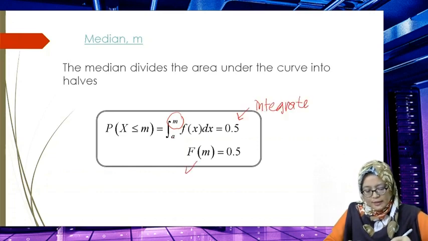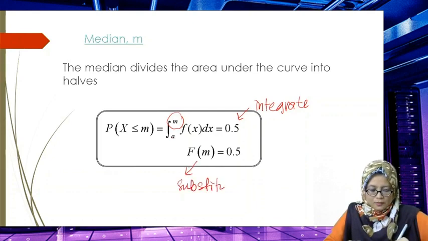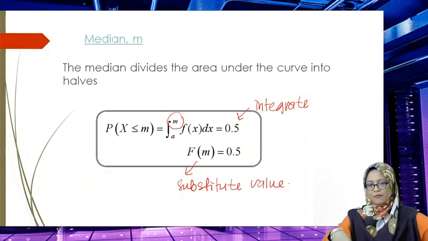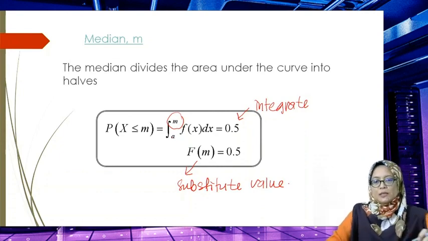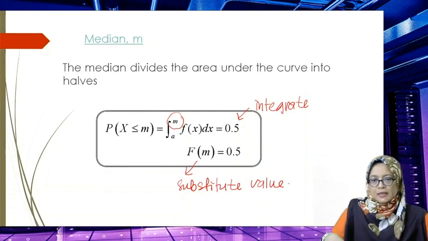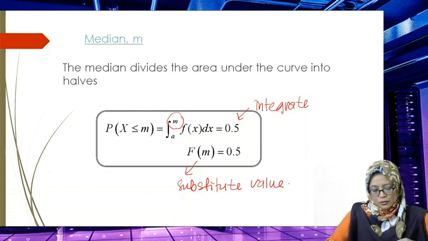Kalau awak ada F besar, awak akan substitute value dalam awak punya interval tu, samakan dengan 0.5. Tengok 0.5 tu jatuh dalam function mana, ganti nilai X dia sebagai M, samakan dengan 0.5. Okay, so nanti kita tengok macam mana kita nak cari median untuk continuous.